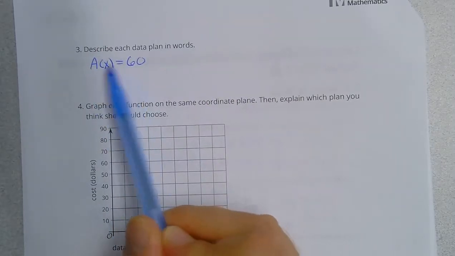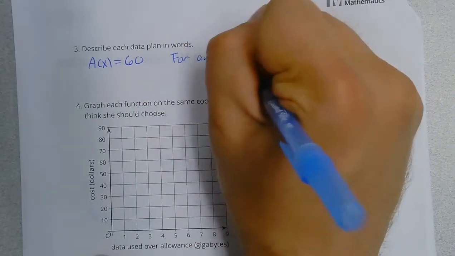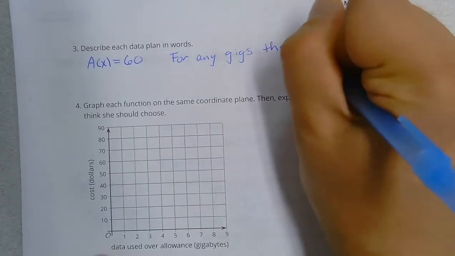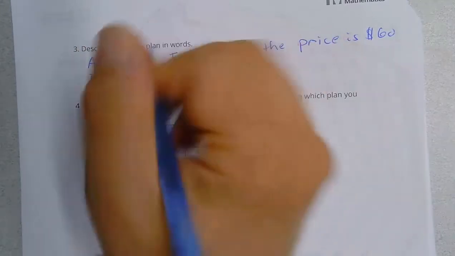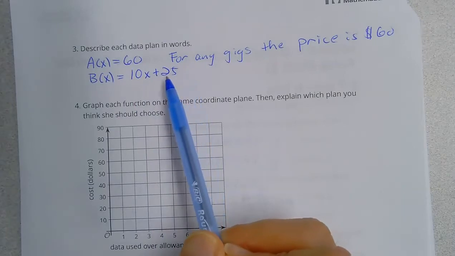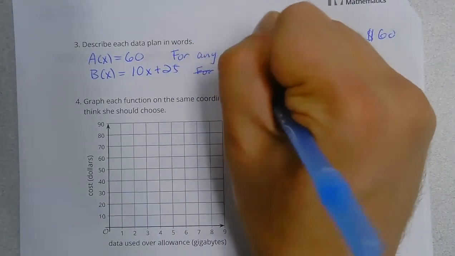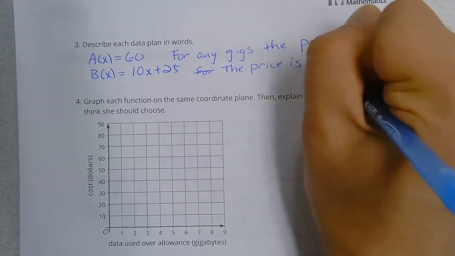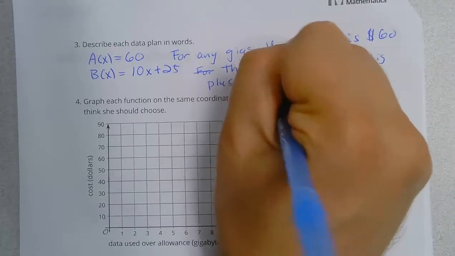So we're going to write a plan in words. So if we have A of X equals 60, to describe this in words, for any number of gigs, the price is 60. So if we're looking at plan B, it was 10x plus 25. So our price here was $10 per gig plus 25. So here the price is $10 per gig plus another $25.